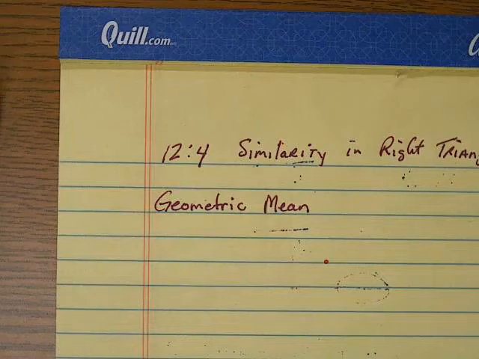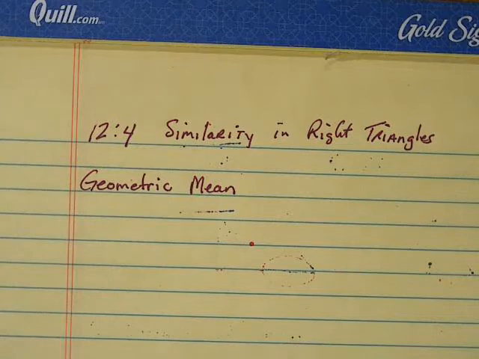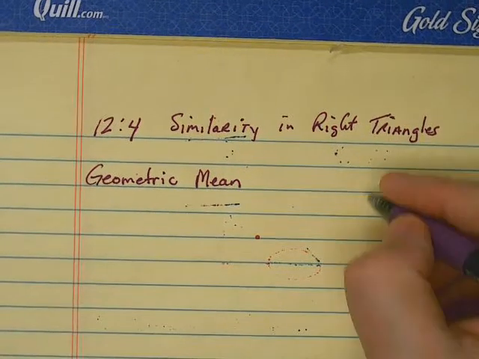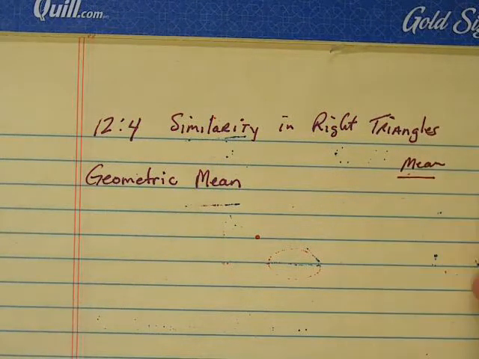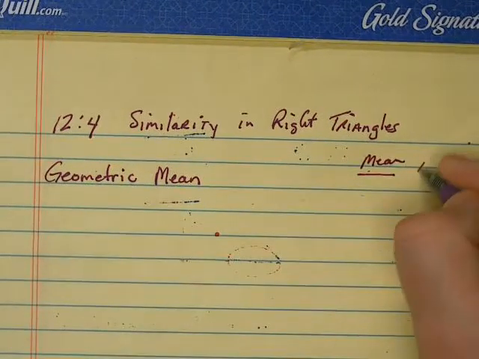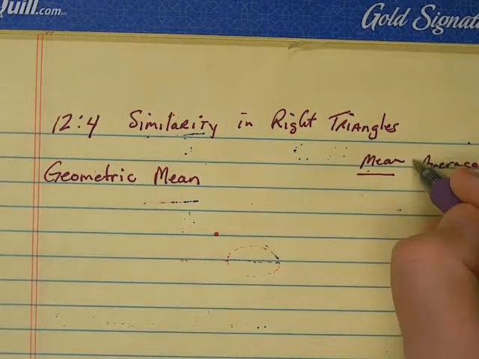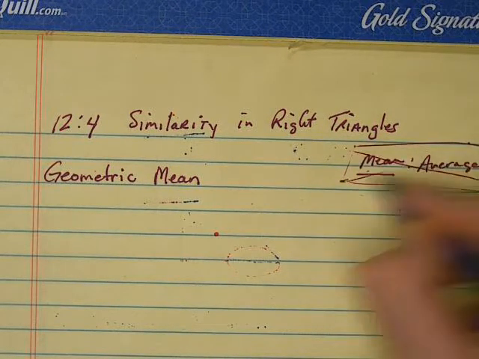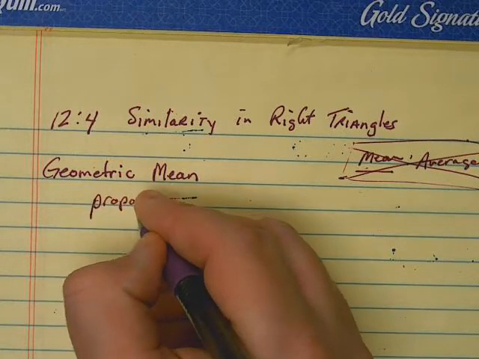Okay, hi everybody. So today we're going to talk about similarity in triangles, right triangles specifically, and geometric mean is the first kind of new term that we need to talk about. First of all, what is the word mean in the first place? Well, not Mean Girls, but the mean is the average in arithmetic. When we're not talking about that, the geometric mean is different. In the geometric mean, we use a proportion.